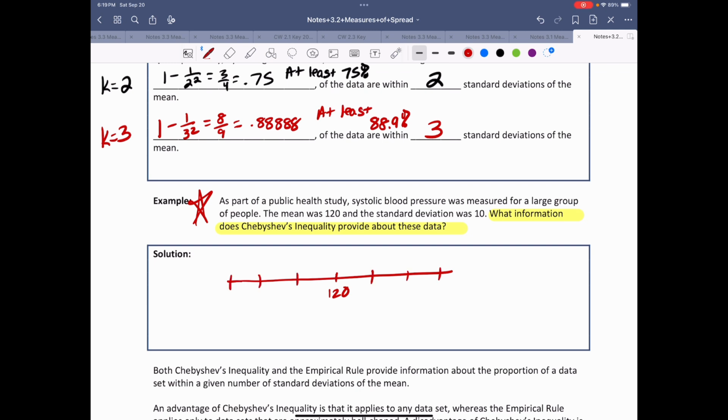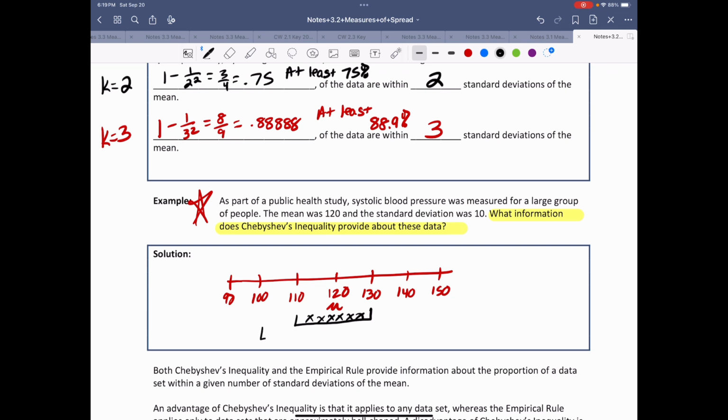Now notice I didn't leave a whole lot of space to draw a curve because I'm not going to draw one, because I do not know the shape of this curve. It could be any kind of shape, so I'm not going to draw it. I'm going to take my standard deviation out. It's 120, 130, 140, 150, and then go the other way, 120, 110, 100, and 90. And this is what Cheby's tells you. Cheby's tells you absolutely nothing about 1 standard deviation.